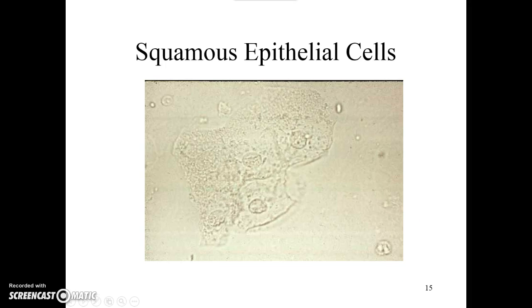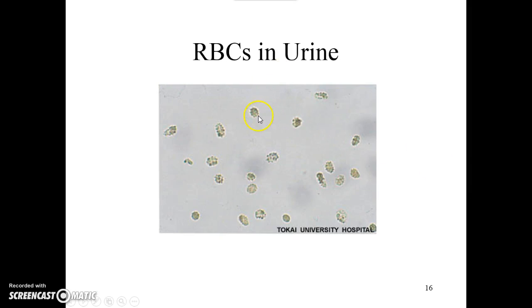Now, let's talk about some of the things we see on the microscopic. These are what they call squamous epithelial cells, okay? These line the bladder, these are normal, and see how big they are? Now these are red cells in urine. Now these are a little crenated, but these are the red cells.